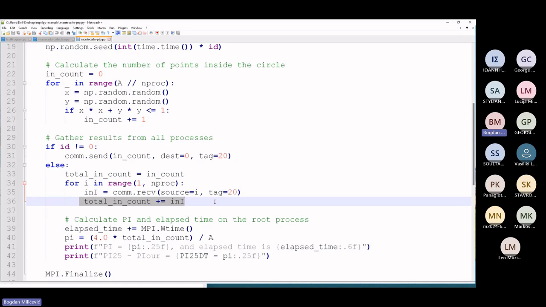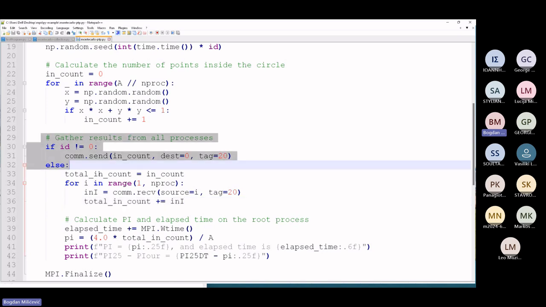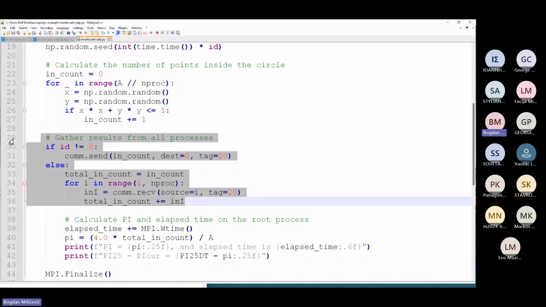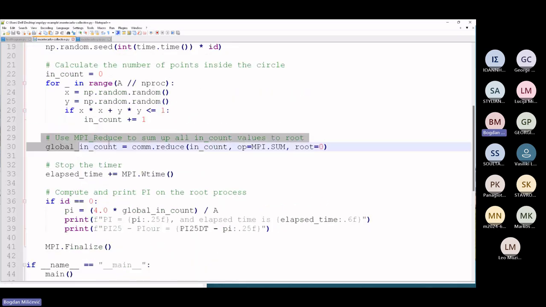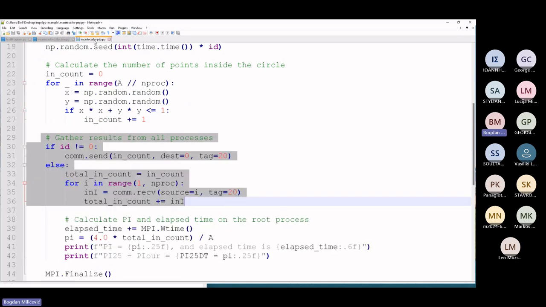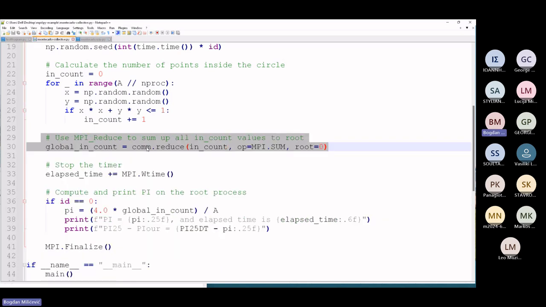And here I think it is clear that we should use a reduction. We should reduce all of these values to a single sum. We are reducing the partial numbers of points inside the circle to a total number of points inside the circle. And so these lines of code from 29 till 36 can be replaced by a single reduce line. And this we have here. This is it. So all of this has been replaced by a single line.